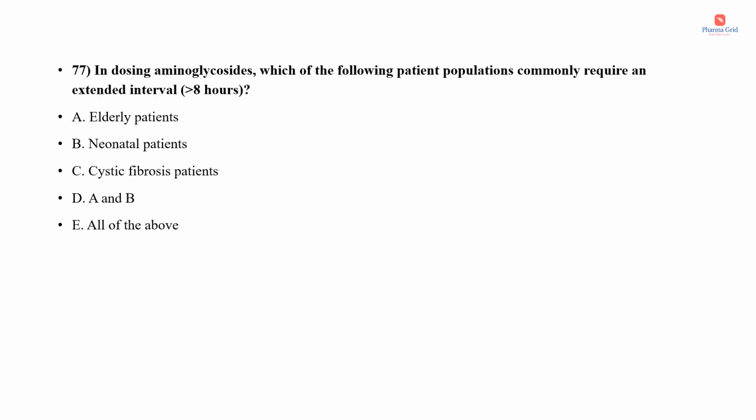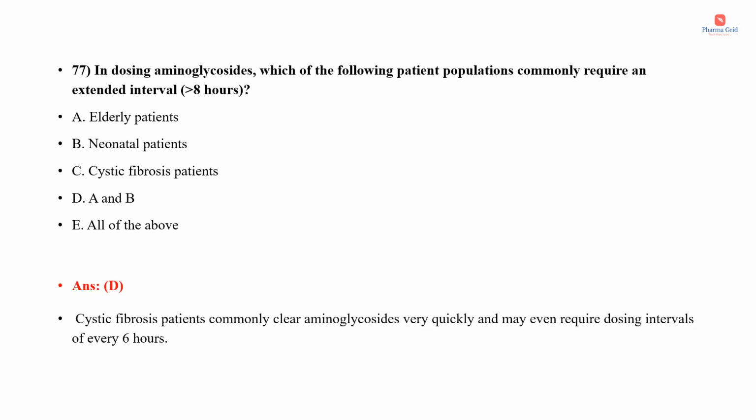In dosing aminoglycosides, which of the following patient populations commonly require an extended interval? Extended interval in the sense greater than 8 hours. The options are elderly patients, neonatal patients, cystic fibrosis patients, options A and B, all of the above. Here the correct answer is option D, that is A and B, which means elderly and neonatal patients. The cystic fibrosis patients commonly clear aminoglycosides very quickly and may even require dosing intervals of every 6 hours.